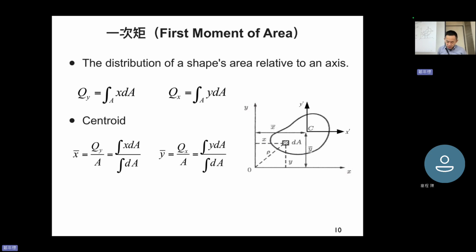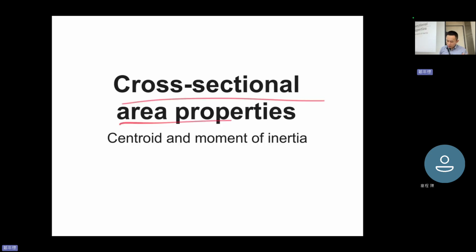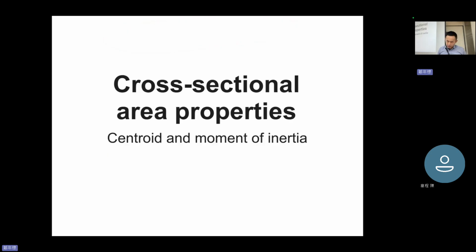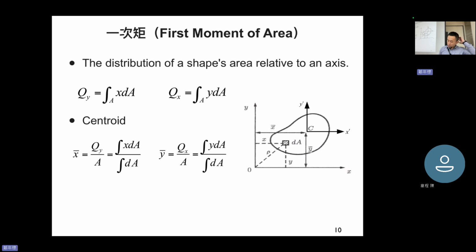So first moment of area. We need to introduce the cross-sectional area properties. The first one is centroid, and the other is moment of inertia. Actually, this one is first order, first moment of inertia. And the second one is the second order. All right, so you can see that. Right, so what is the first moment of inertia? The first moment of, sorry, no inertia.